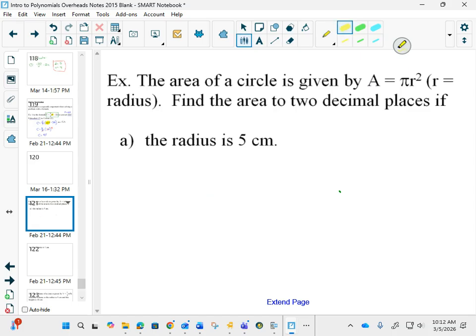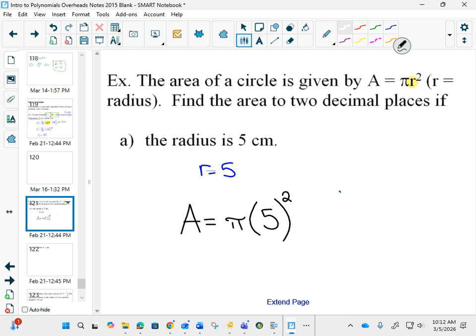So here is my r in my formula, and this is telling me my r is equal to 5. So I take my formula, I rewrite everything. Area equals, we've got pi, and where the r was, we put brackets. And now we do order of operations.